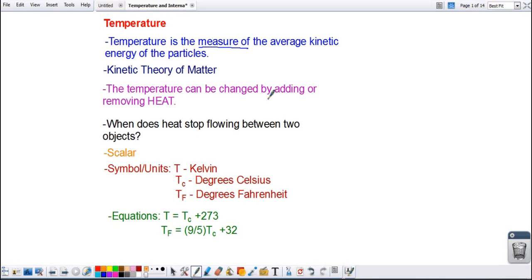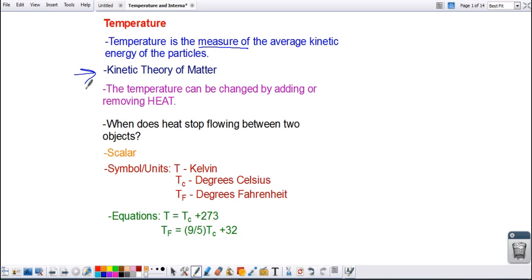It's not exactly the average kinetic energy, otherwise we would measure it in joules, but it's the measure of the average kinetic energy of all the particles. The faster the particles are moving, the higher the temperature, and vice versa. That leads us to the kinetic theory of matter, which is what I just said. The faster the particles are moving, the higher the temperature. The slower the particles are moving, the lower the temperature.